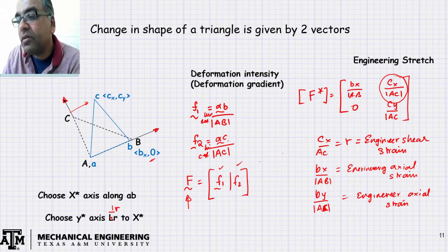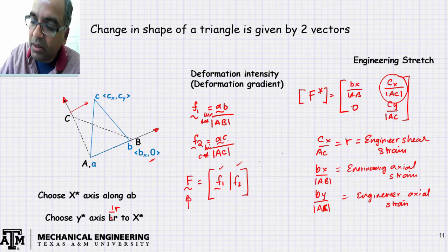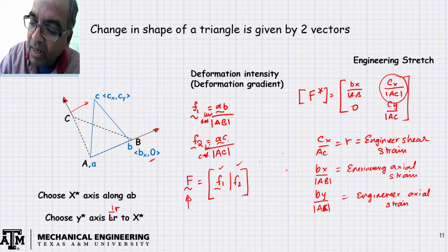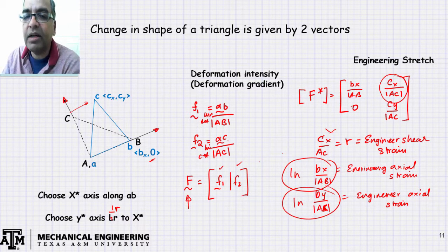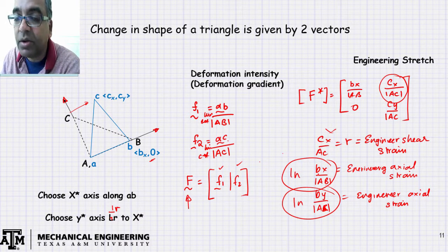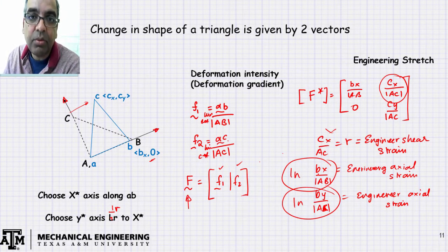Notice, of course, I can do a lot of things with that. For example, I can take log of this and log of this, and I will get engineering true strains. There is no meaning to taking log of that. That doesn't make sense because that can be both positive or negative. This can only be positive, so I can take log. So that's item number one.